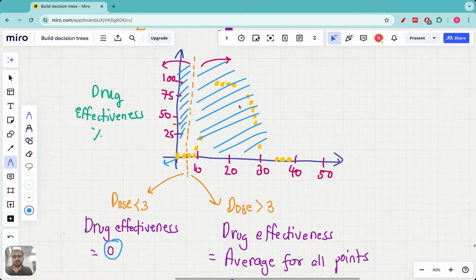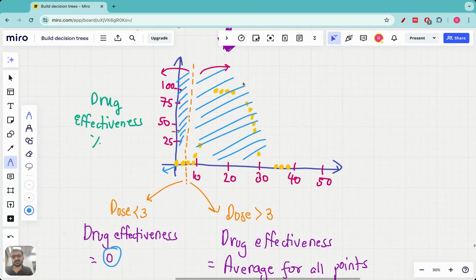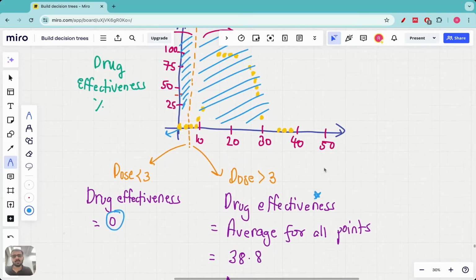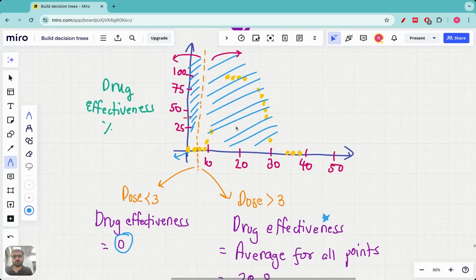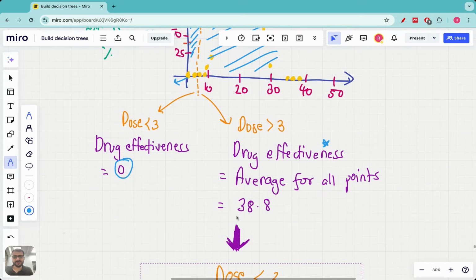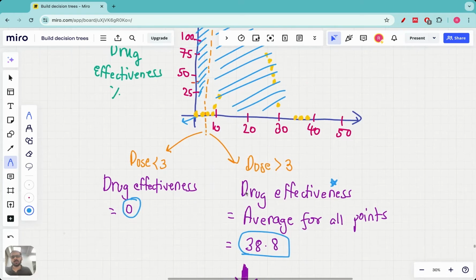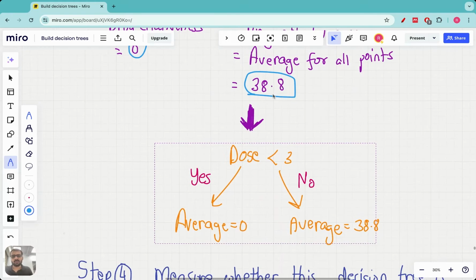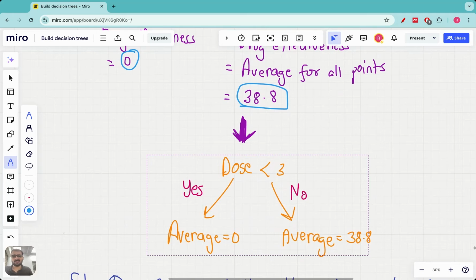right hand side like this, we will take the average of all of these points, and that is going to be the drug effectiveness. So if you look at all these points and take the average, you will see that the average is equal to 38.8. So we are going to say that if the dosage is greater than 3, which means if we are lying on the right hand side, the drug effectiveness percent is the average of all of these y values, which is equal to 38.8. So the way this decision tree looks is as follows.